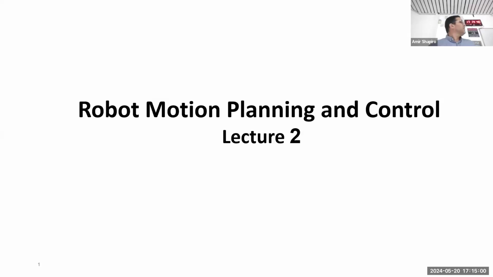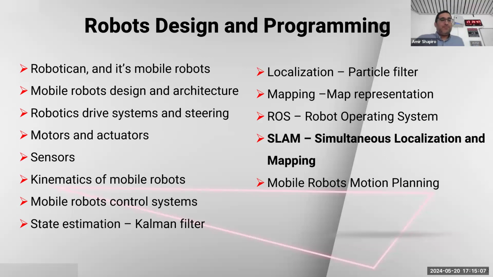Okay. So good evening again. We continue from last time. We talked about the general ideas and components of robots, and we talked about localization and mapping and ROS, the Robot Operating System. And we'll continue with two more subjects in this overview.